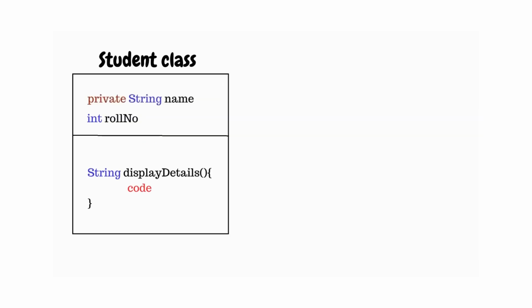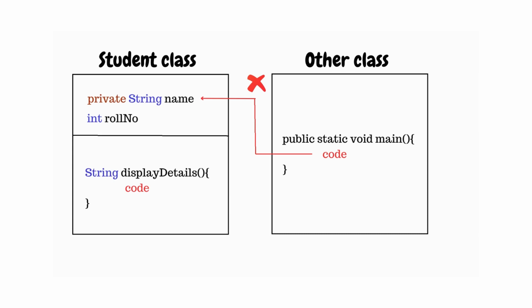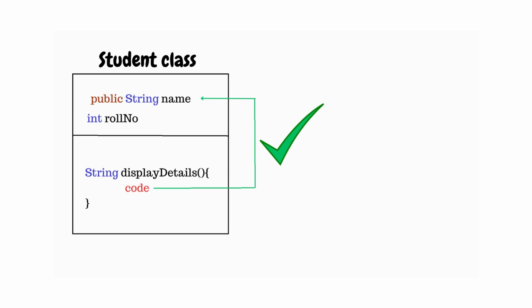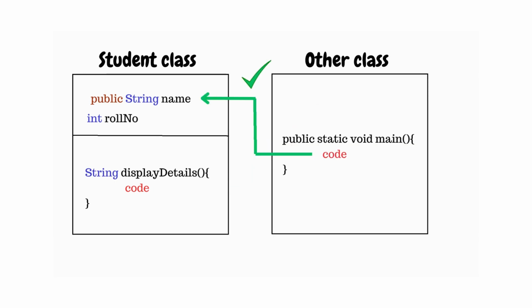When a member of a class is declared as private, it is accessible only within the class and it is not accessible outside the class. Similarly, when a member of a class is declared as public, it is accessible to the code within the class as well as outside the class. These public and private keywords are called access specifiers. In coming videos, we will learn in detail about access specifiers.